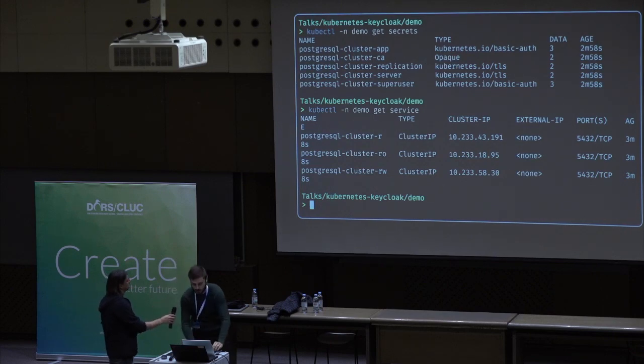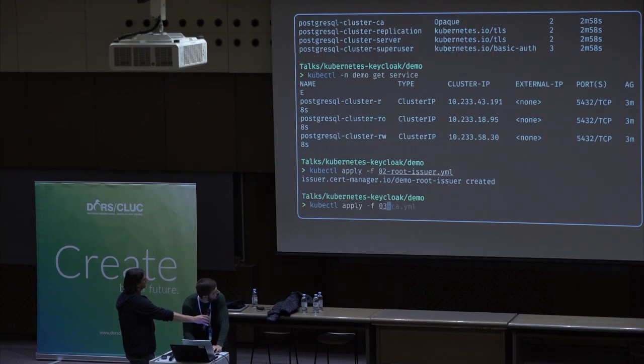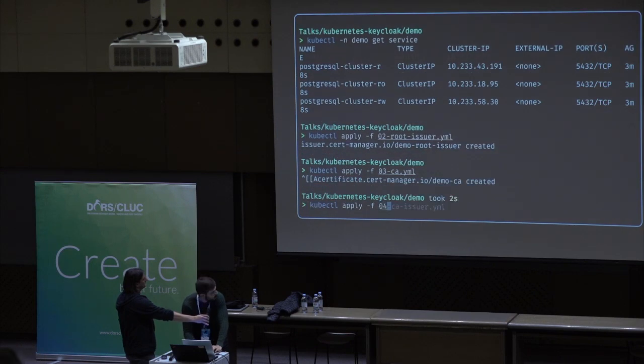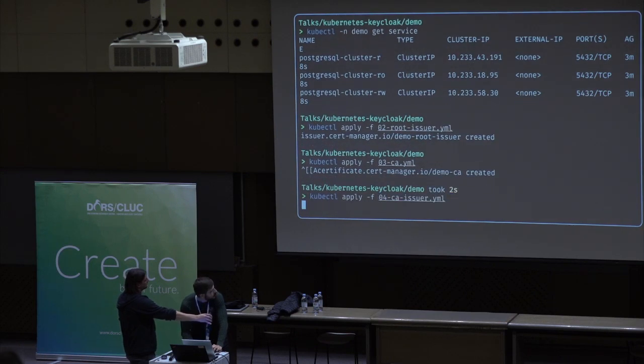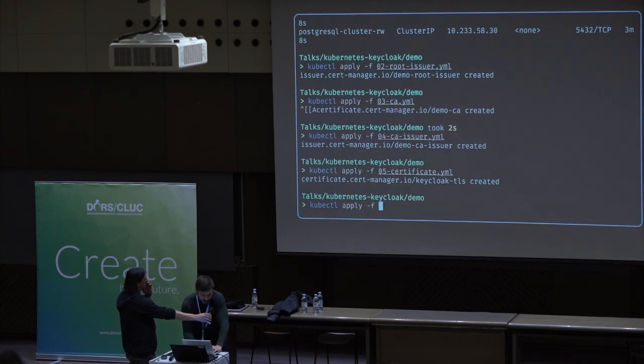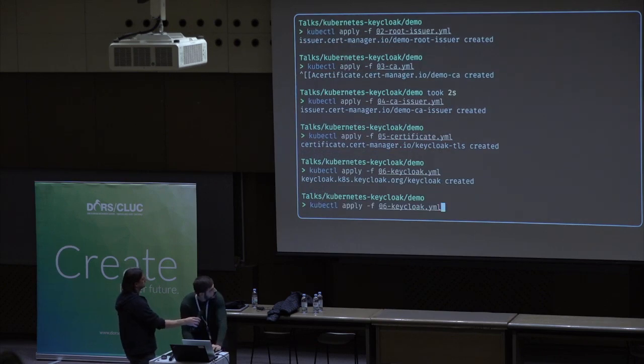Just deploy your operator. After that, we will deploy other stuff. Let's say kubectl apply. Okay. Root issuer. CA. We will not do everything at once. It will just be easier like this to show everything. Okay. All the other stuff, and then we can create our Keycloak. When we create Keycloak, we can show you.